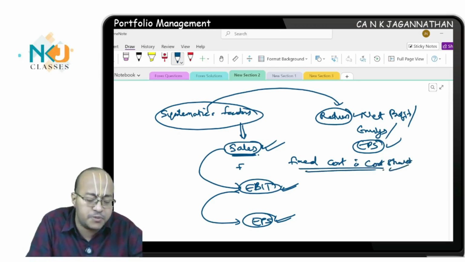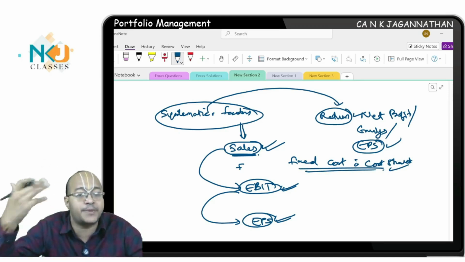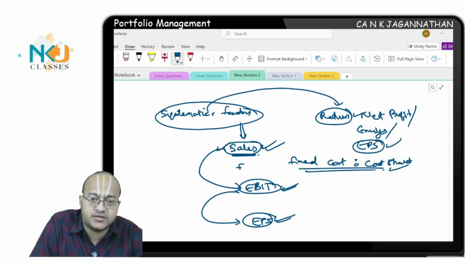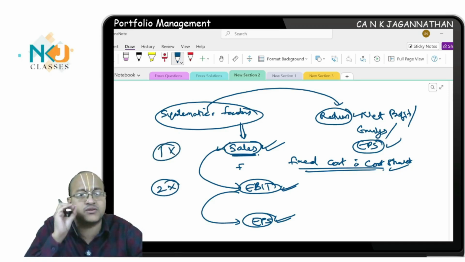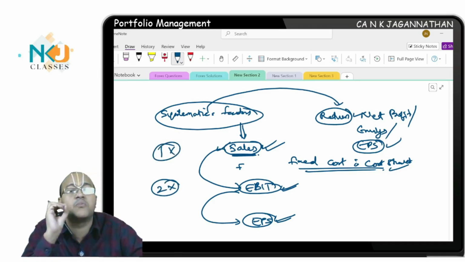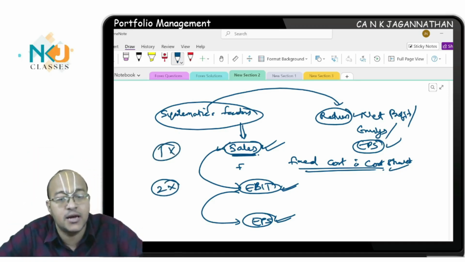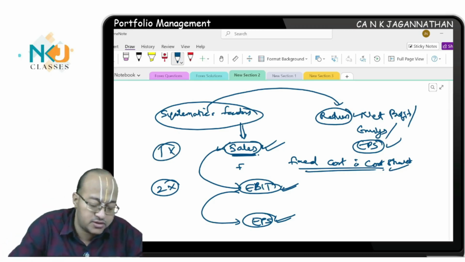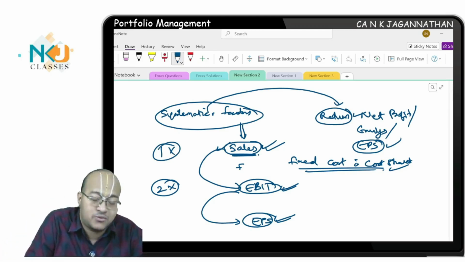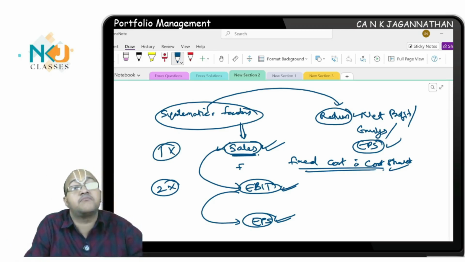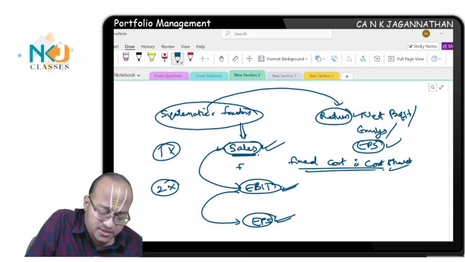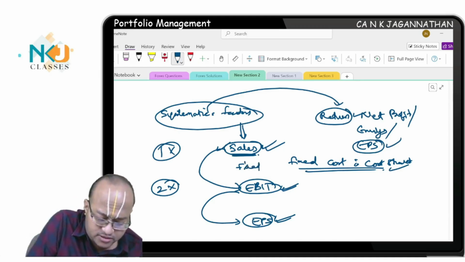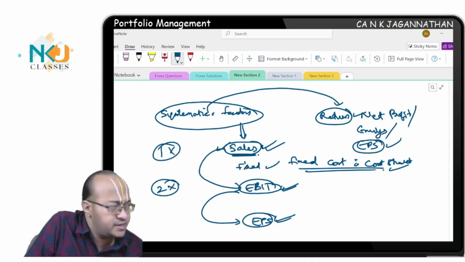Are you listening? Which means where there is higher operating leverage, sales will get affected. Suppose sales get affected 1x, then the EBIT can also get affected 2x. The presence of fixed cost in the cost structure will boost or magnify the negative impact of the systematic factors on the sales. Are you listening? That will increase the impact. Now, this is the impact of the fixed cost. Next, EBIT is getting impacted.